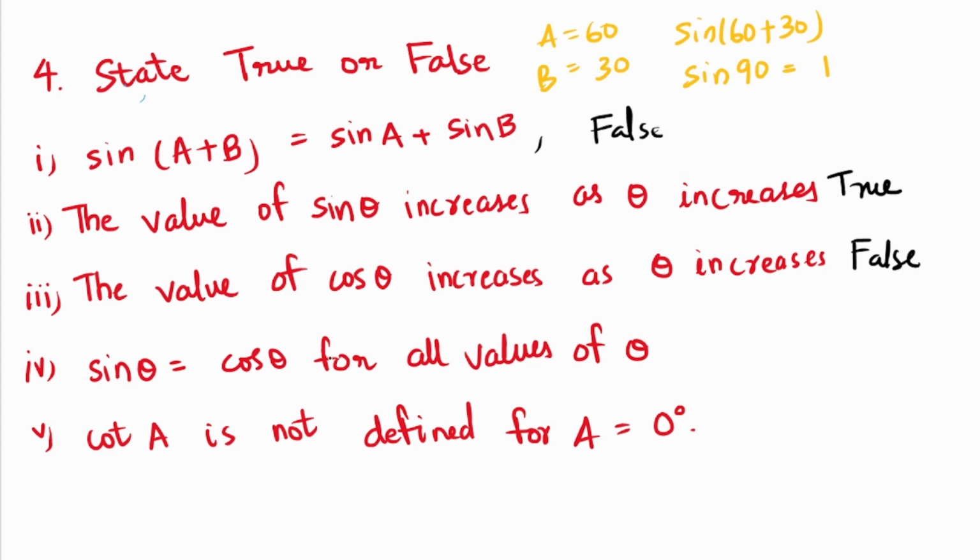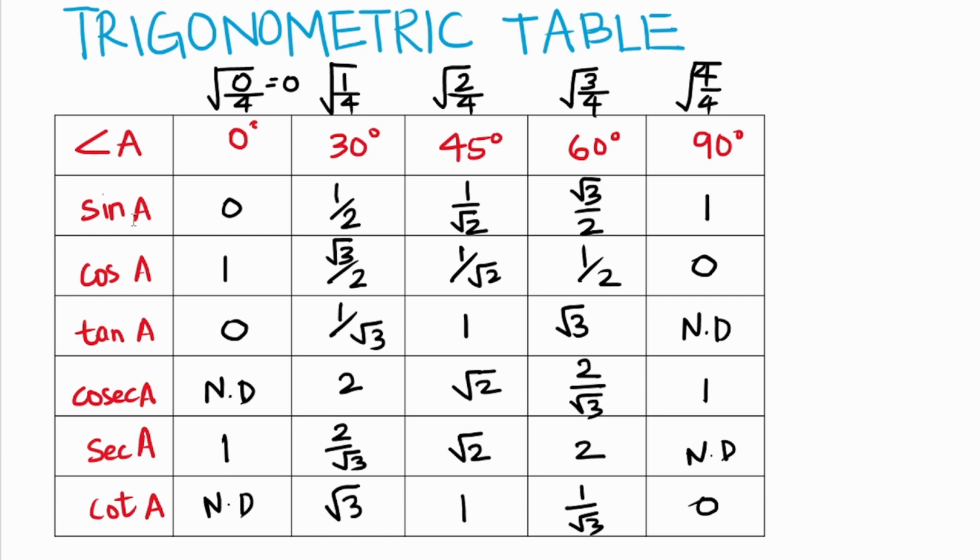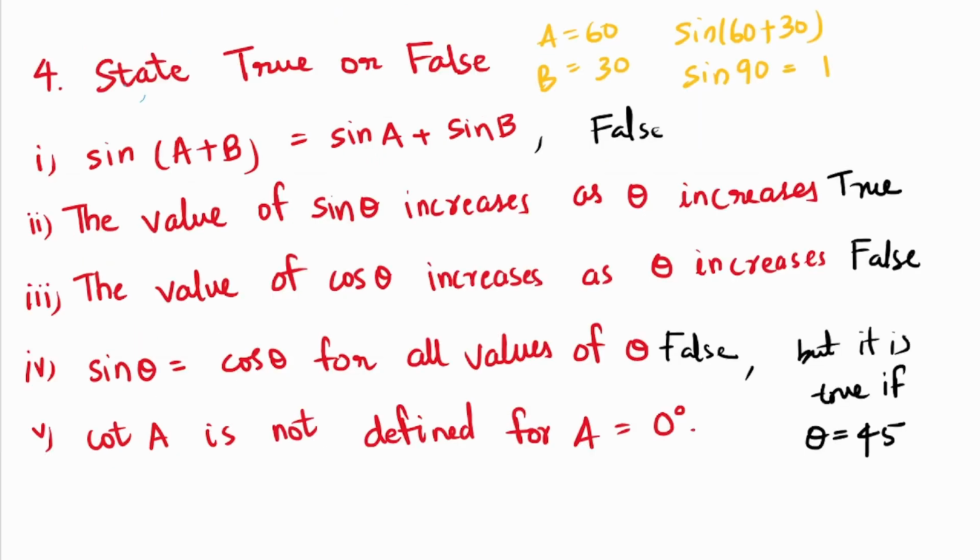Sin theta equals cos theta for all values of theta. False. Go check the trigonometric table, it is false. But it is true if theta equals 45 degrees. For sine and cos, for 0, sine 0 is 0, cos 0 is 1, it is different. But for 45 degrees, sine 45 is 1 by root 2, cos 45 is also 1 by root 2. So for 45 it is true, for the rest of the other angles it is false.